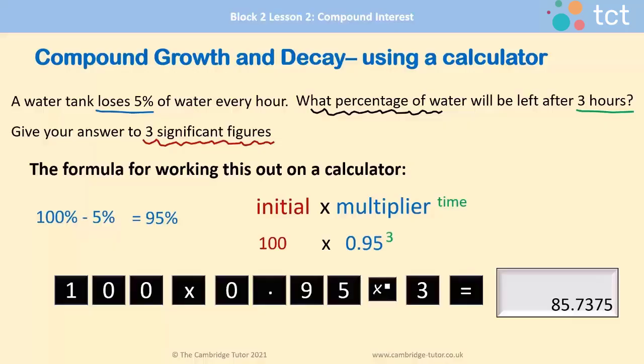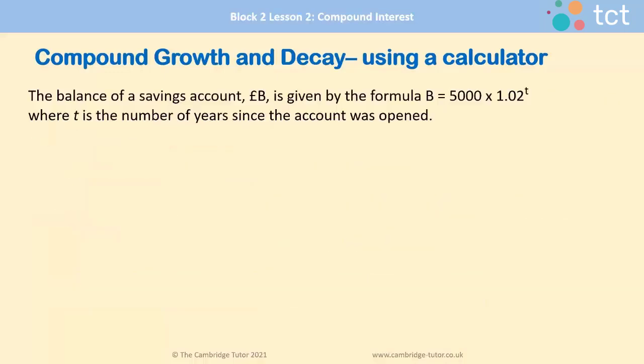So look at the first 3 figures, 85.7. Just check whether you need to round that 7 up before you get rid of the rest. And that's 85.7%. We still don't know exactly how many litres, but we know how many percent is left. Sometimes questions are phrased like this, and it does look harder than it really is.